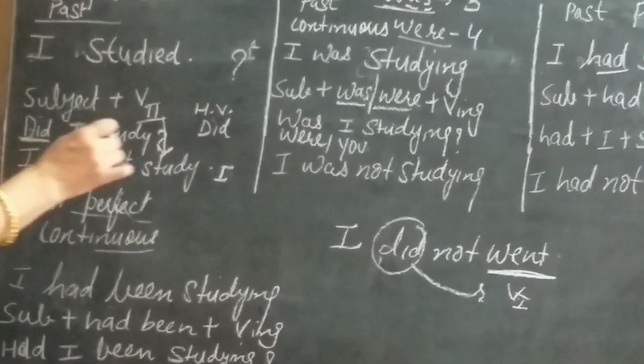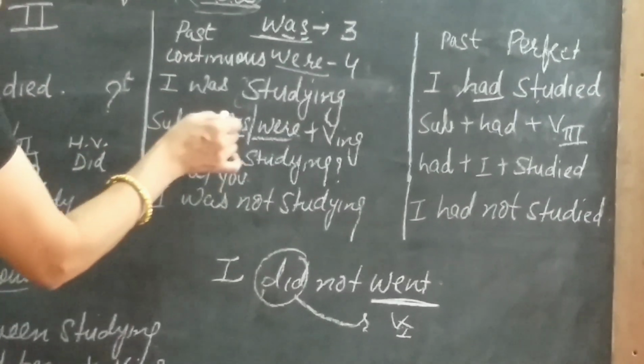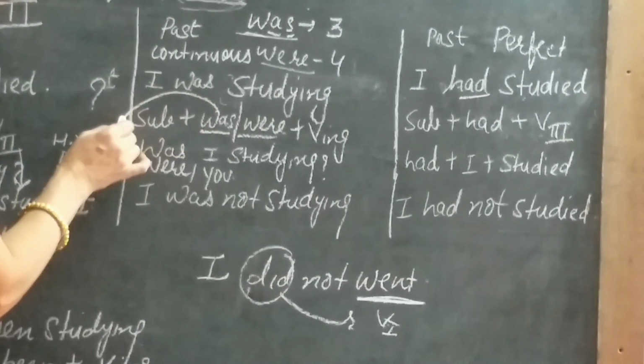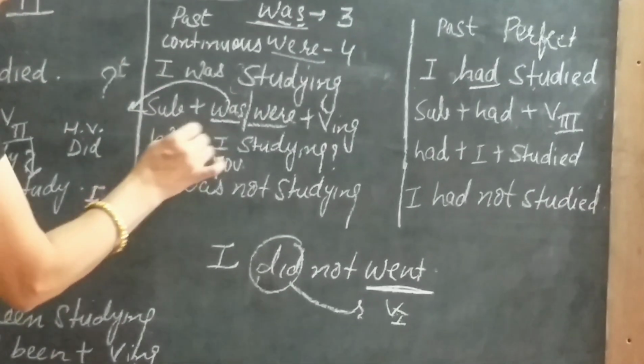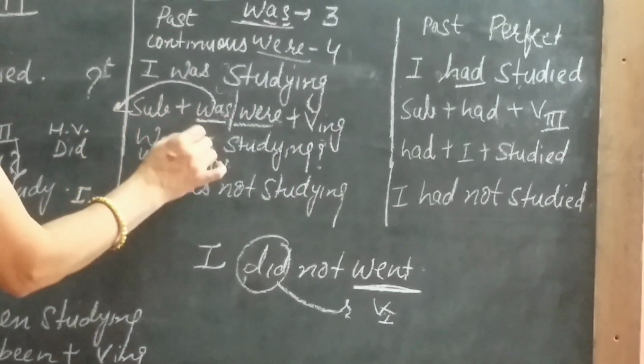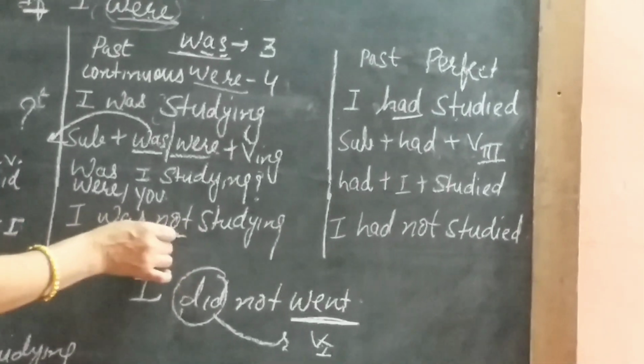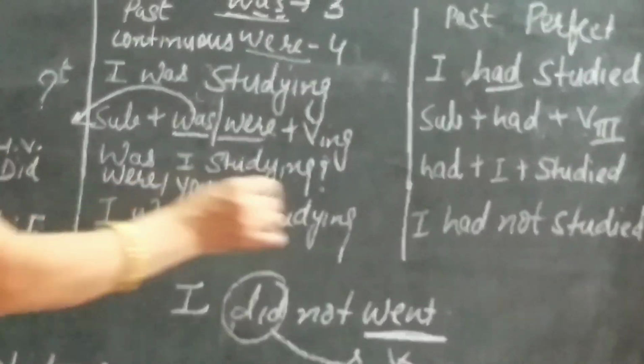Okay. Now in continuous, you already have the helping verb. To make it a question, you bring forth your helping verb before the subject. Was I studying? And put a question mark. I was not studying. Just insert not after the helping verb. Okay, and a full stop.